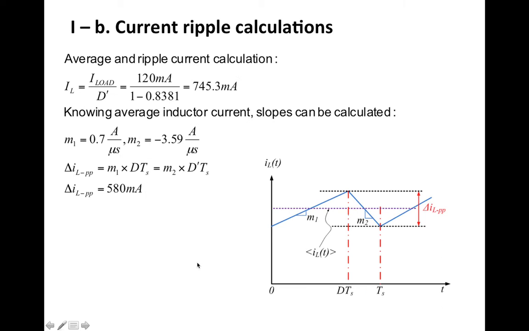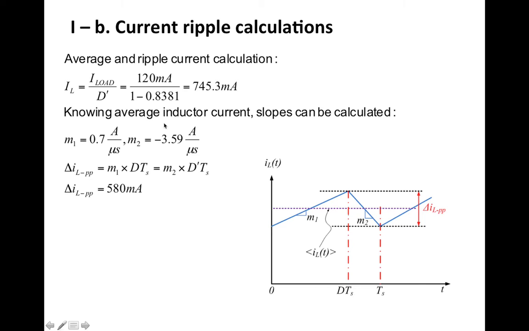So let's look at that. The average of the inductor current is the load current divided by 1 minus d, or d prime, and with the duty cycle that we calculated earlier from the plot, this turns out to be 745 milliamp. So in order to deliver 120 milliamp DC current to the output, we need to draw an average current of 745 milliamp from the input, which is delivered through the inductor.